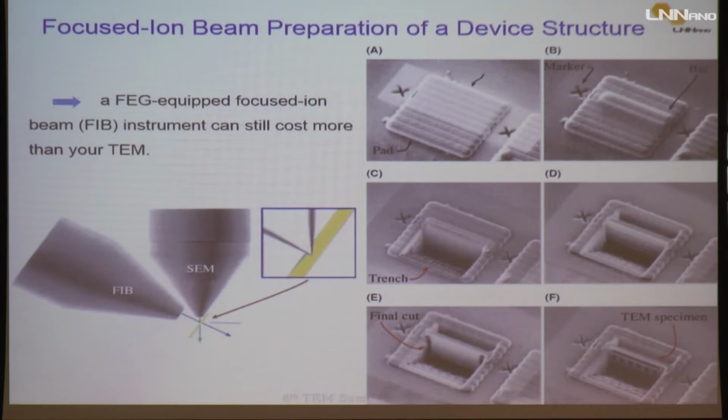How it works, as I'm saying, we can do the preparation from a bulk material in this way that I told you. We have inside the microscope two guns, one electron gun and one ion gun. They are at an angle to each other, okay? And how does it work?